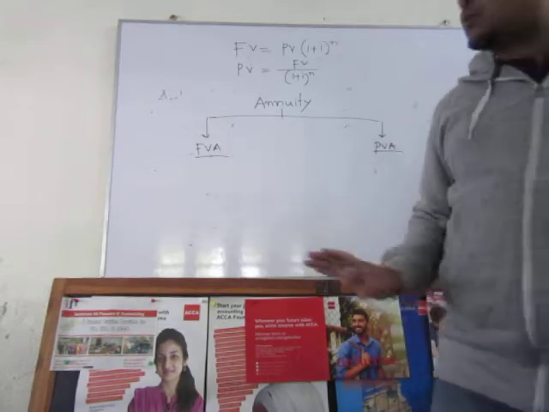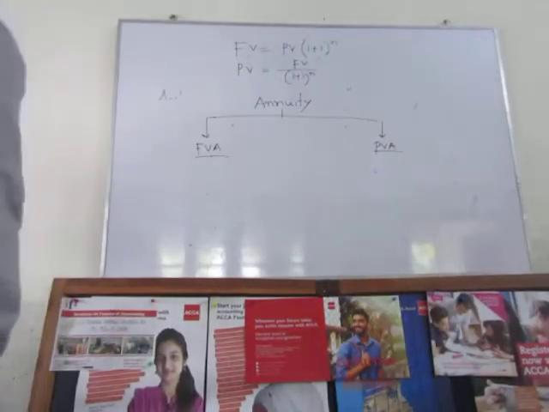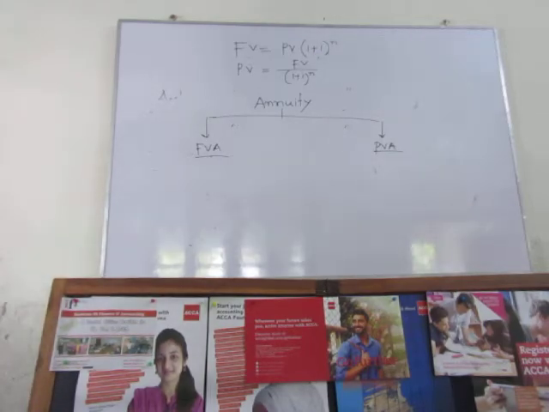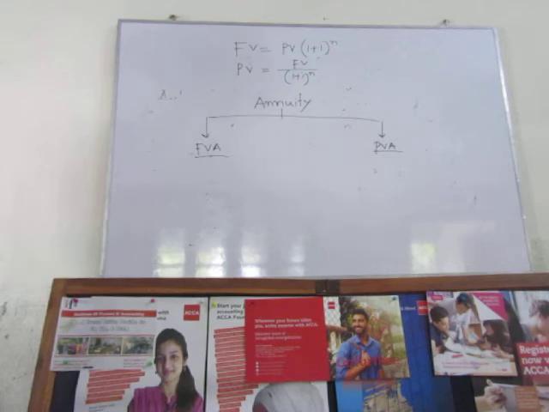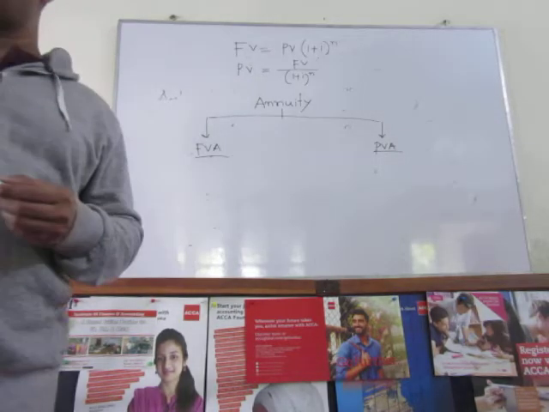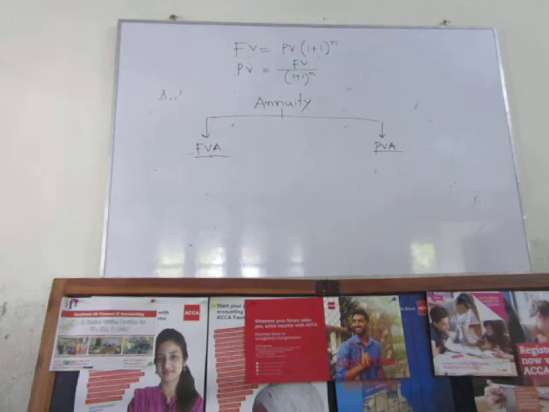Clear? So it may be either future value annuity or present value annuity. Future value annuity, focus on the example. You made an agreement with the bank to provide $100 each and every year up to 3 years. Who is paying? You are paying. At 10% interest compounded annually, what will be your future lump sum amount at the end of 3 years?